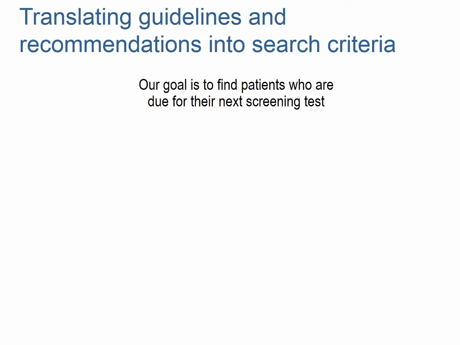So now that we've covered how search criteria works, the next step is to figure out what we want our criteria to be based on. For this, we look to Cancer Care Ontario's screening guidelines and recommendations. In this example, we will create a search to find patients who are at an average risk for breast cancer. The search will be intended to find those patients who are due for a mammogram.